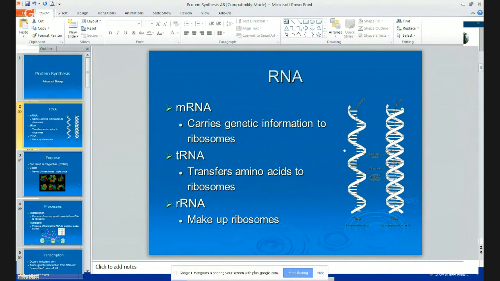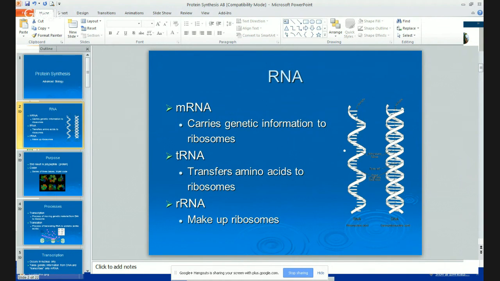Your transfer RNA does exactly what it says. It's going to transfer things. Specifically, it's going to transfer amino acids to your ribosomes so you can build your protein. And then your ribosomal RNA, or your rRNA, is going to make up your ribosomes. So it doesn't do too much else other than just make up your ribosomes.